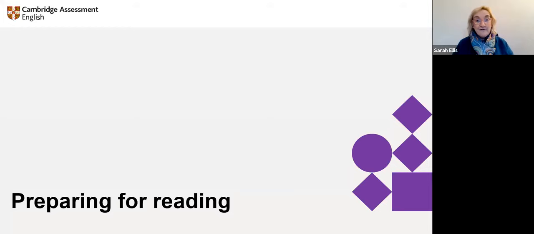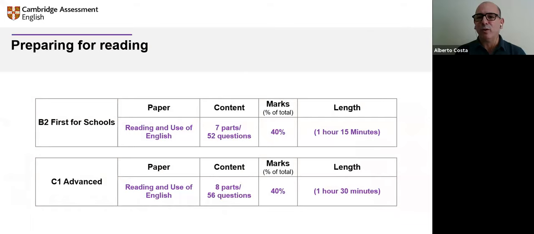Yes, well, when we're talking about reading for B2 First for Schools and C1 Advanced, we are talking about a paper that has actually two components. We have the reading component and we have the use of English component. When we look at the structure of this paper for the two exams, they have some similarities. So for example, some of the exam items are similar. So we have this task alignment between the two exams.